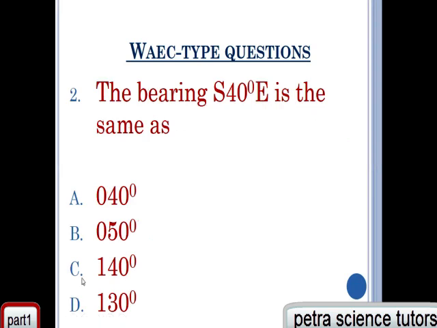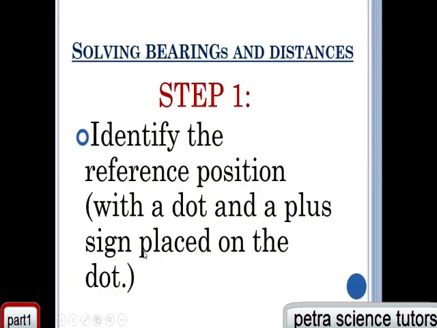For question 2, the bearing of south 40 degrees east is the same as what? Now we are going from compass bearing to 3-figure bearing. South 40 degrees east is in the second quadrant. The second quadrant has to be greater than 90 degrees in 3-figure language. So 90 plus the complement of 40. The complement of 40 degrees is 50, because 90 plus 50 will give us 140 degrees.